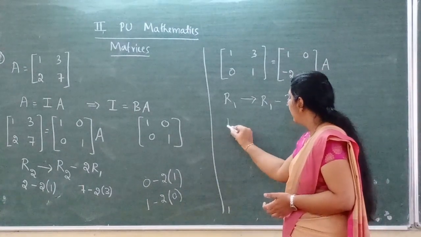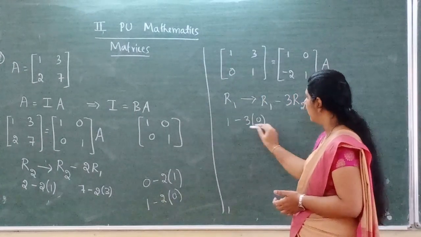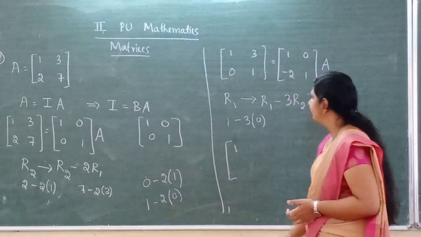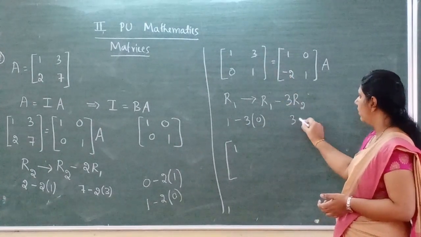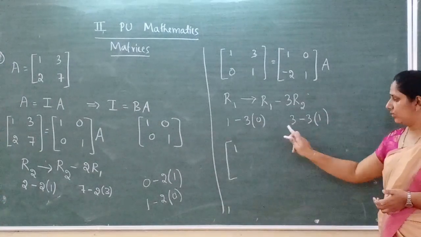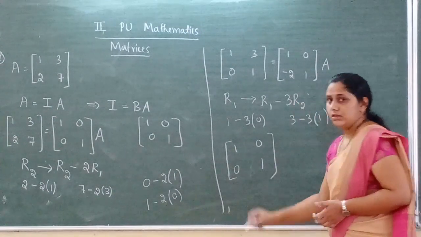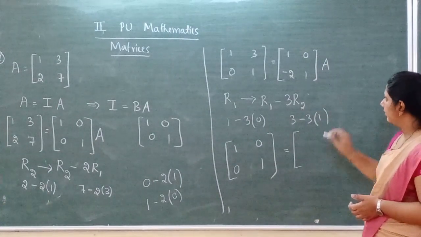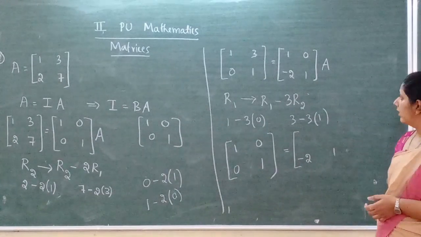Now the element 1 minus 3 into element of R2, which is 0. So 1 minus 0, the element is as it is, 1. Now this element is 3 in the first row, minus 3 into element of R2, which is 1. So 3 minus 3 is 0. Second row no change, 0, 1. Now this matrix, second row there is no difference, minus 2, 1.